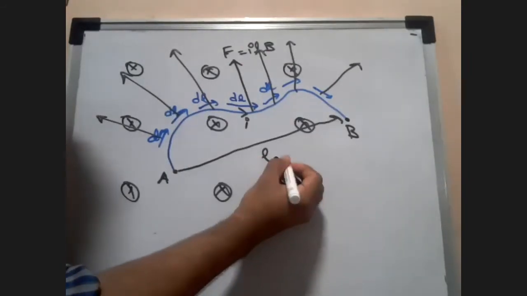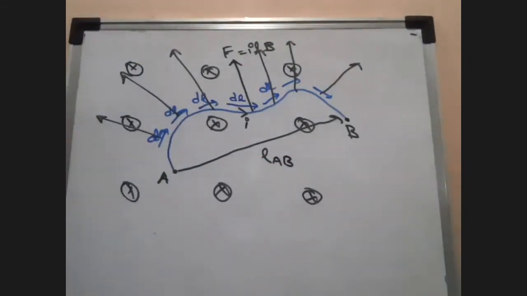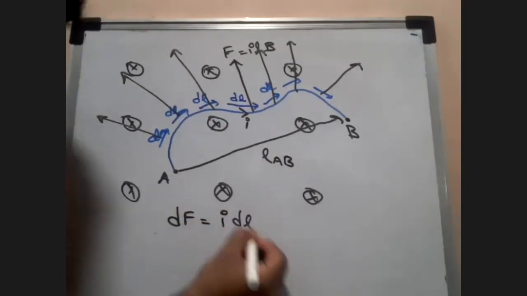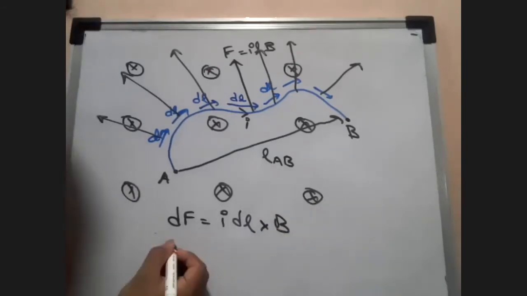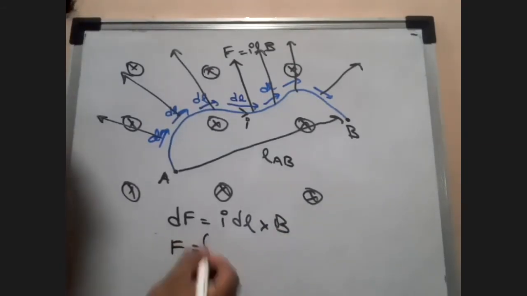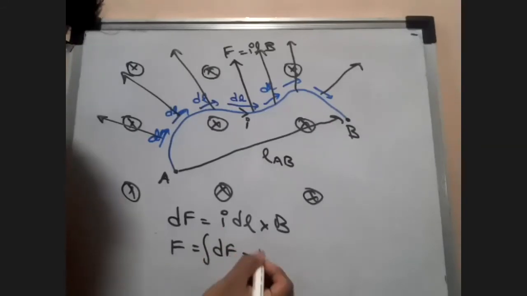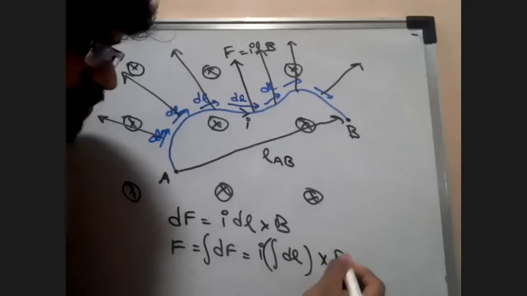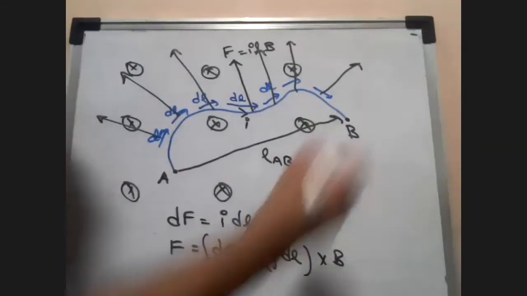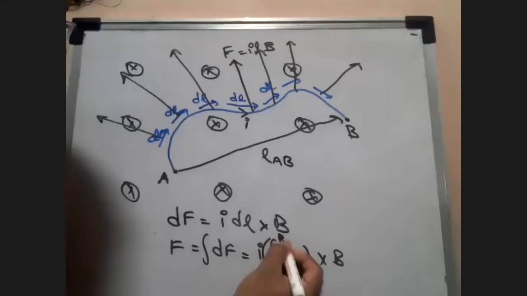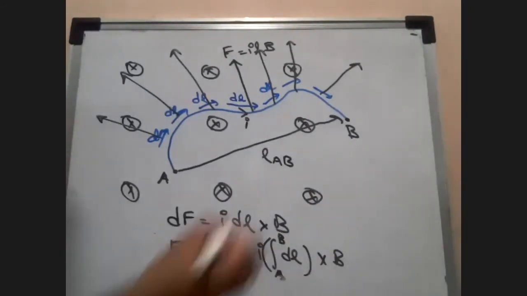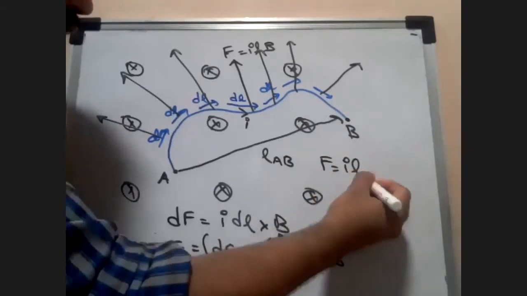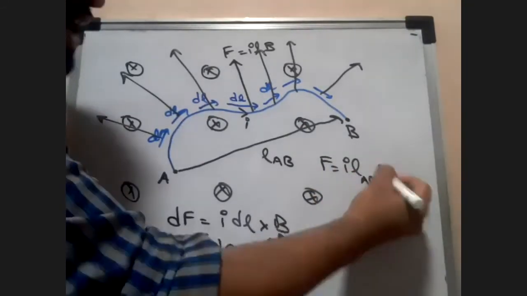LAB. In that case, students, dF is equal to I dL cross B. And if you want to find F, it is the integration of dF, which is again an integration of dL vector only cross B. But what are the limits for dL here? A and B. So what will you get, students? I will write it here. F is equal to what? I LAB into B sin theta.